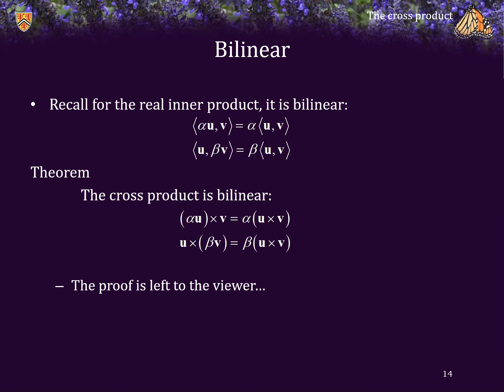This is simply an exercise of substituting alpha u1, alpha u2, and alpha u3 into the expression of the cross product, and you will see that an alpha does indeed factor out. And the same with beta.